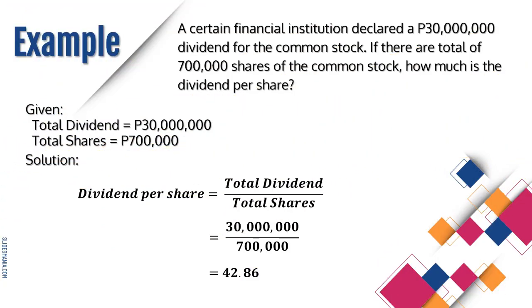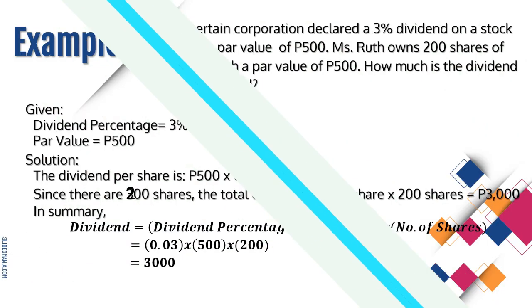For example, a certain financial institution declared a 30 million pesos dividend for the common stock. If there are a total of 700,000 shares of common stock, how much is the dividend per share? We have given the total dividend, which is 30 million pesos, and the total shares, which is 700,000. For the solution, the formula is dividend per share equals total dividend divided by total shares. Then we have 30 million pesos divided by 700,000 is equal to 42.86. Therefore, the dividend per share is 42.86 pesos.